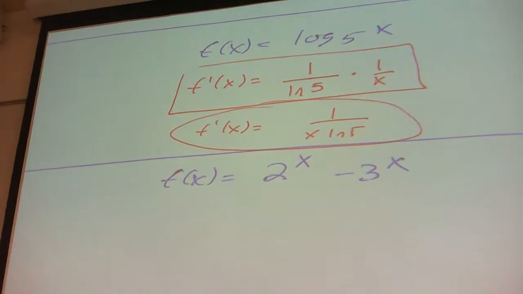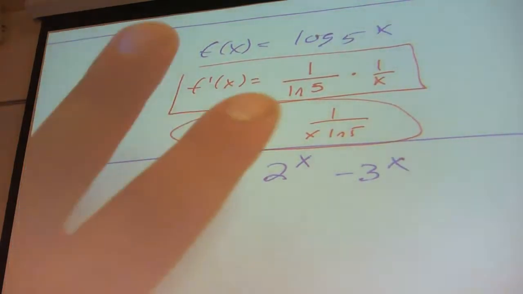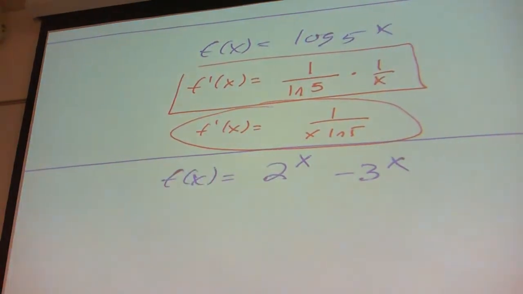Any questions there? So what are we doing? When we notice a special case, e, log, ln, number raised to a variable, we look at our special sheet, we follow the pattern. Okay?